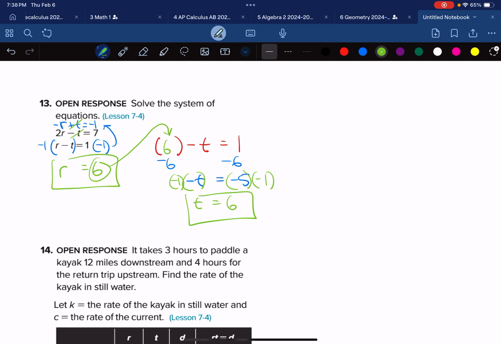I guess I don't know if they're supposed to be written in any order, but it doesn't matter, does it? It's 6, 6. Which order did I write it in? I don't know. You tell me.